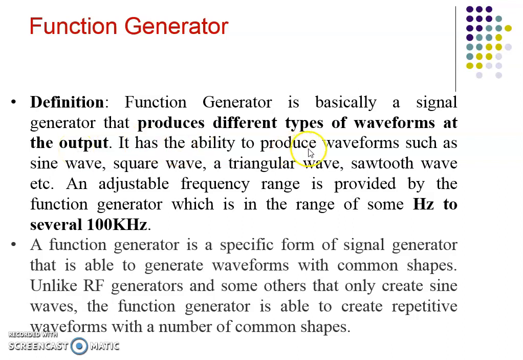It has the ability to produce waveforms such as sine wave, square wave, a triangular wave, sawtooth wave, etc. An adjustable frequency range is provided by the function generator, which is in the range of some hertz to several kilohertz or megahertz. The laboratory function generator that is available in all the electronic laboratories may have 1 megahertz frequency range, may have 3 megahertz frequency range, or some are more than 3 megahertz frequency range.